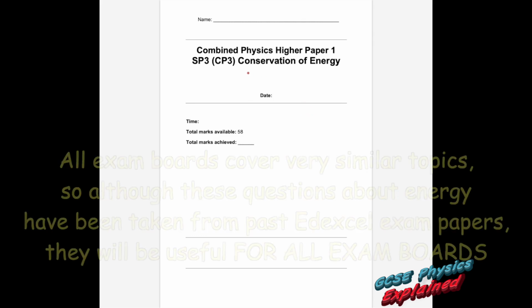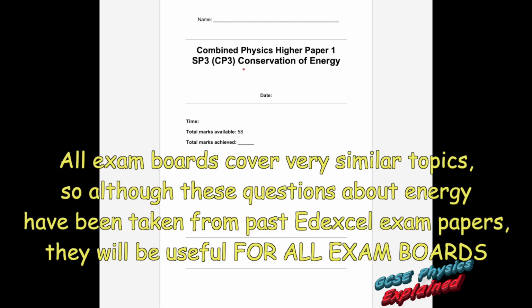Right, I'm going to go over some past exam paper questions to do with conservation of energy. Now this is on paper 1 for Edexcel. These questions have been taken from a number of different past papers, and you can see 58 marks over the years have been taken to do with this particular topic. Edexcel call this unit SP3.